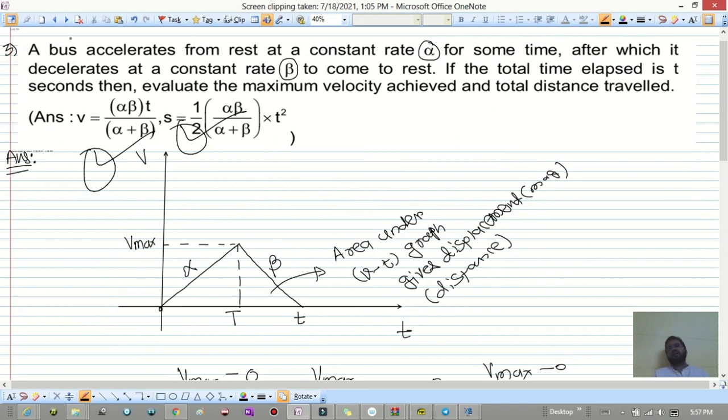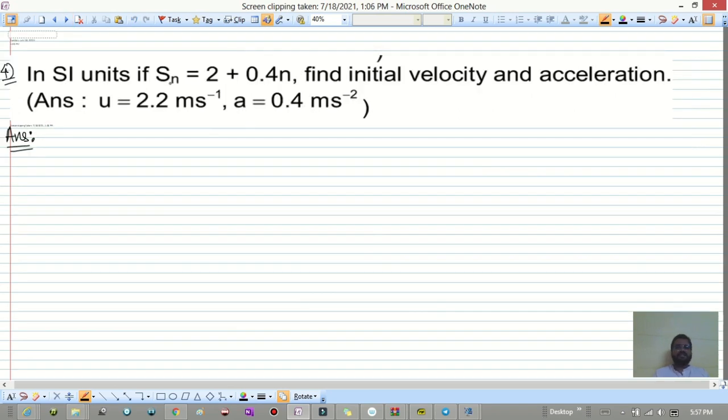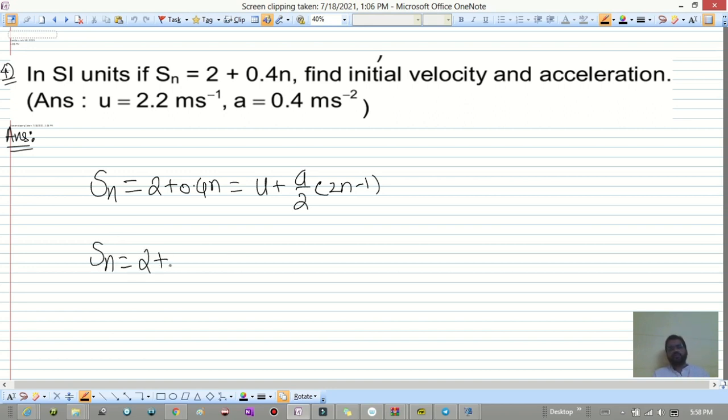Now the next question we have, fourth question: in SI unit, the distance in the nth second is given as 2 plus 0.4n, find initial velocity and acceleration. So see here, the nth second formula, we know that 2 plus 0.4n is equal to u plus a by 2 into (2n minus 1). This is the formula. So convert this into that form. Sn is equal to u plus a by 2 we want. So this is 0.4 divided by 2 in bracket 2n. I can do minus 1 and plus 1, that indicates 0.4n only. See, minus 1 plus 1 is 0, they get cancelled, 0.4n only.